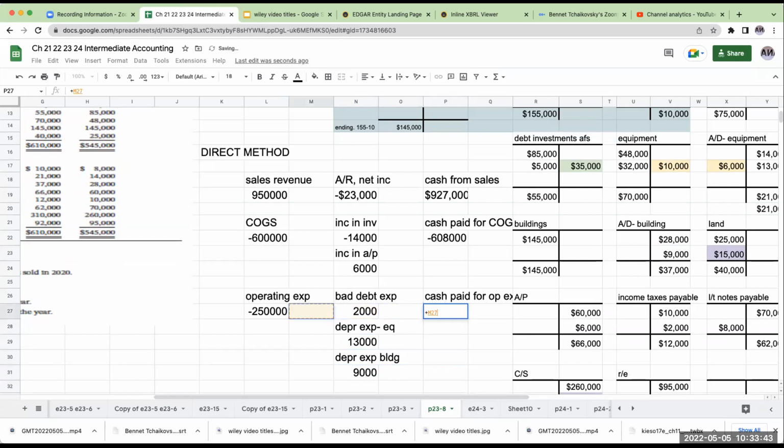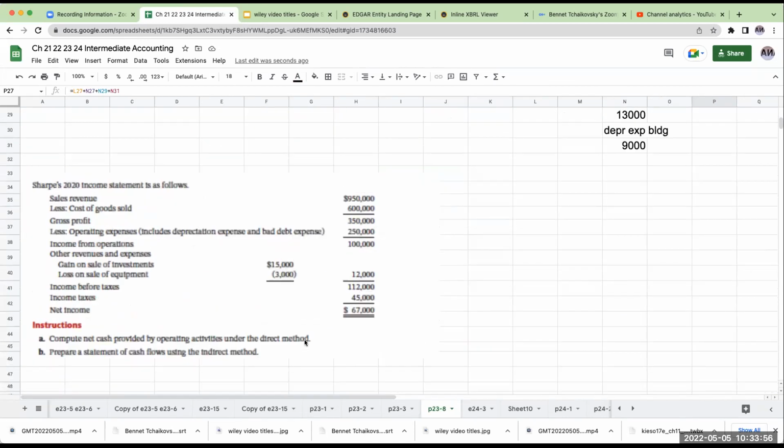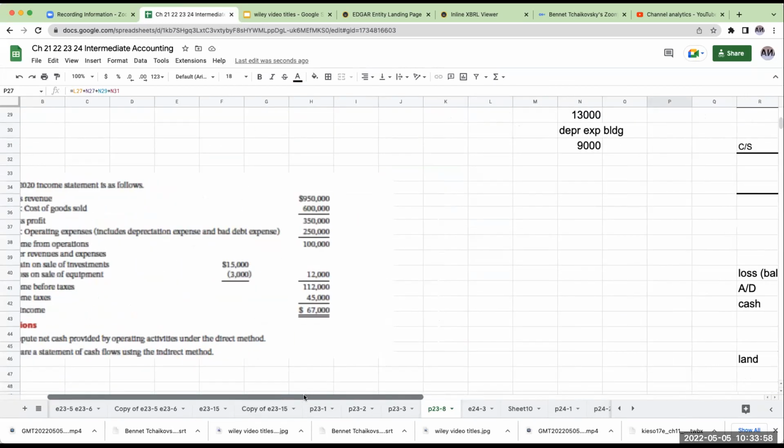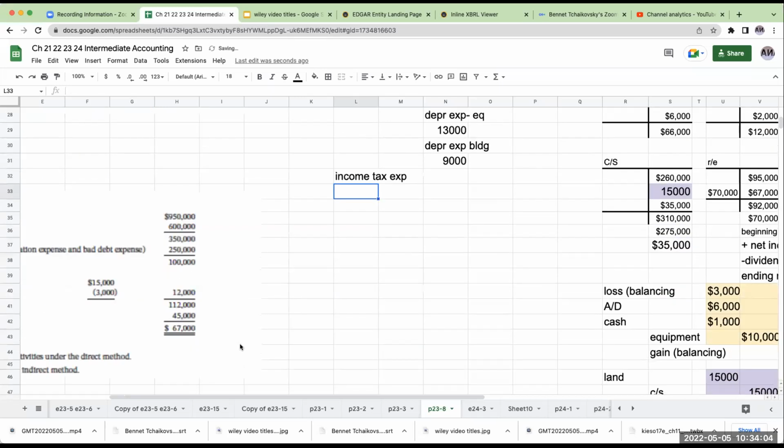So when I look over here, 250 plus 2,000 plus 13, and this is really adding it back, I'm getting up here as 226. Last one I have to go through and look at is for income taxes, and my big blunder on that one. So I've got income tax expense of negative 45,000. And I want to see what happened with my income taxes.